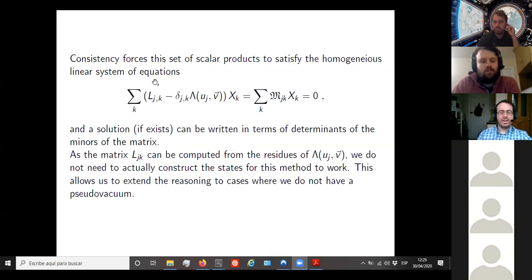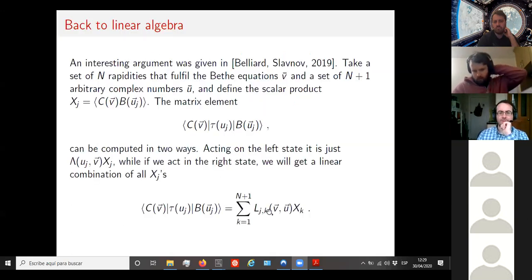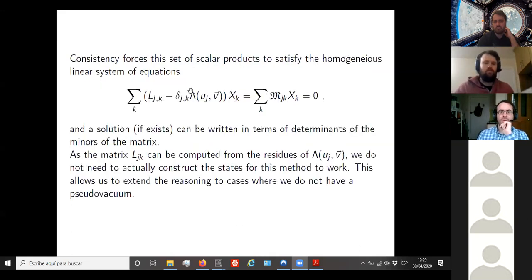And also the good thing behind this idea is that you can construct this L, which is the linear combination here, from residues of the eigenvalue. So you don't have to explicitly construct your states for this method to apply. In principle, you can generalize this to cases where you don't have a pseudo vacuum, like the 8-vertex model or something like that. So mainly that's the idea why we are getting these determinants.